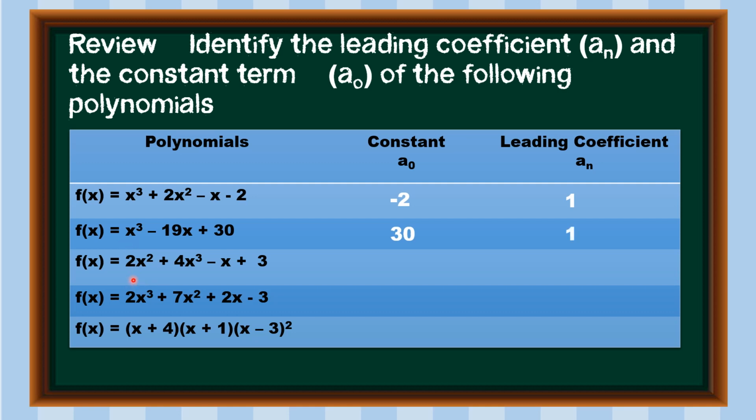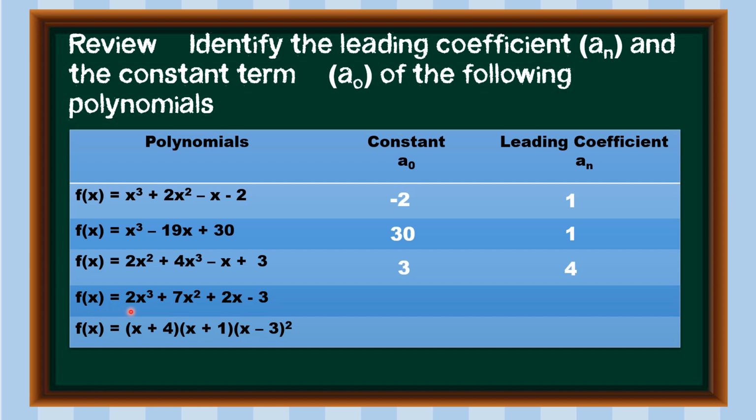Now for this example, f of x is equal to 2x squared plus 4x cubed minus x plus 3. Tingnan nyo maigi, hindi siya naka-arrange from highest exponent down to the constant. So, kahit na hindi siya naka-arrange, titingnan nyo pa rin yung may pinakamataas na exponent. Okay? Tapos, yung number sa unahan ng variable na yun, yun ang ating leading coefficient. But now, we will identify first the constant, which is positive 3. And the leading coefficient is, ayan, yung degree natin ay 3 or yung pinakamataas na exponent ay 3. At sa unahan nung x cubed na yon ay yung ating leading coefficient, which is 4.